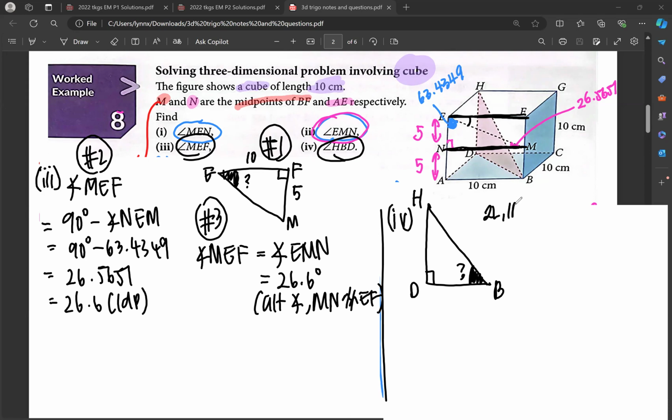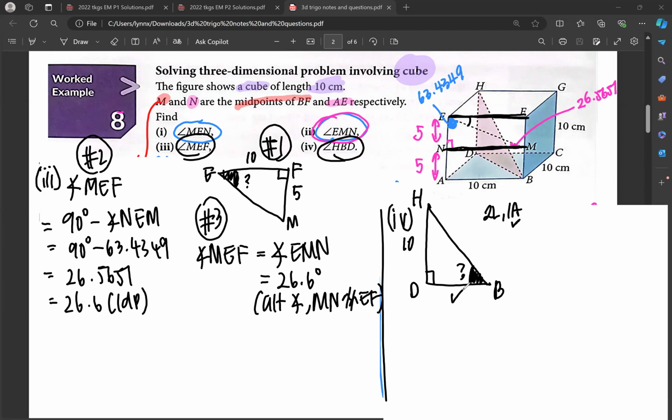SOH CAH TOA means you need what? 2 lengths, 1 angle. So 1 angle is already fulfilled, right? So I need 2 lengths. So which length do I have? HD, yes, I have how much? 10. Do I have any more? I need HB. Very good. So can you say this is similar to that question just now? So I need to find DB first.